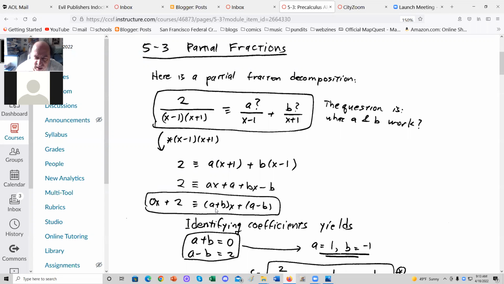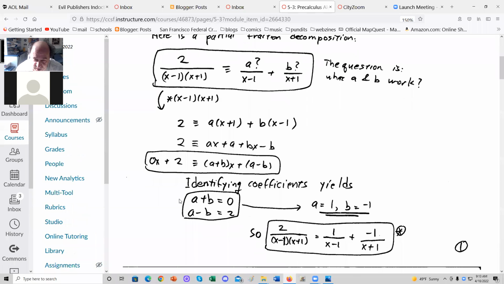The 0 has to be the same as A plus B, and the 2 has to be the same as A minus B. So A plus B is 0, A minus B is 2. That's a 2 by 2 linear system. After some very simple operations, we get A equals 1 and B equals negative 1. And it works: 1 plus negative 1 is 0, and 1 minus negative 1 is 2. So 2 over (x minus 1)(x plus 1) is indeed identical to 1 over x minus 1 plus negative 1 over x plus 1.